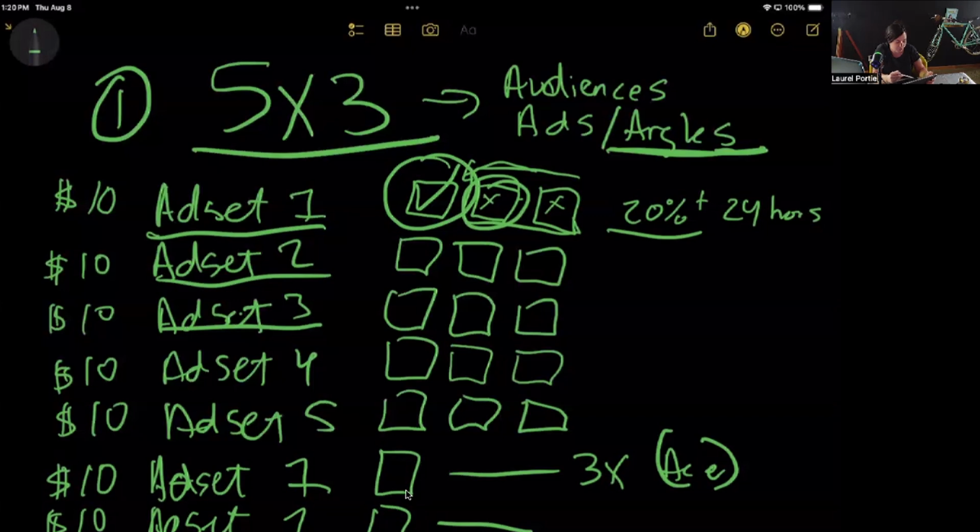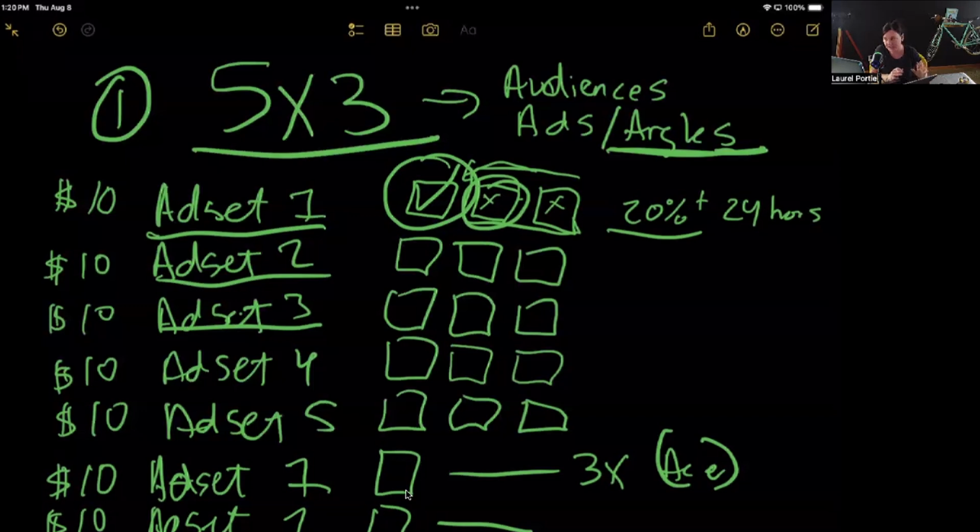And again, we're all duplicating within the same campaign, because remember, we're not using campaign budget optimization. And so it's actually okay to do this. Okay. So that's the first step. And so that's how I am really figuring out which ads and which audiences are working really good.